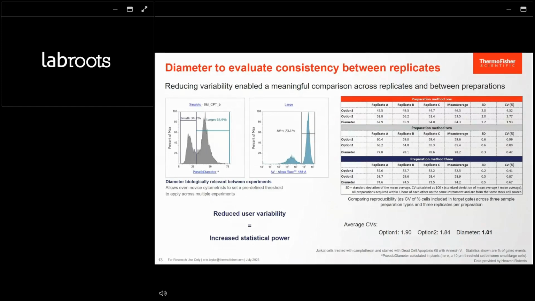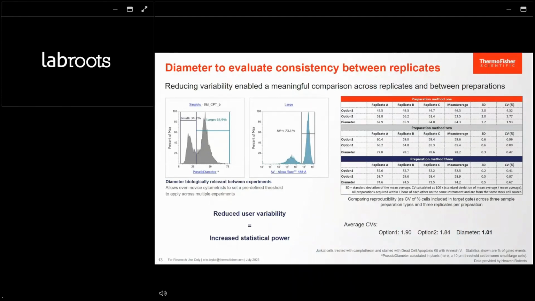And ultimately, comparing reproducibility, using percent CV as the number of cells included in the target gate across these 3 samples, she showed that there was a significant difference in the variation between the manual gated samples and her own image parameter gated samples.